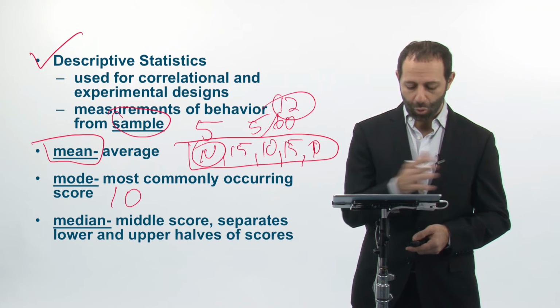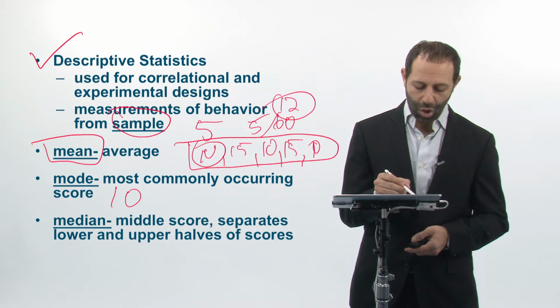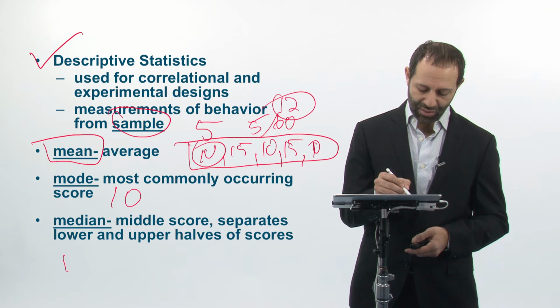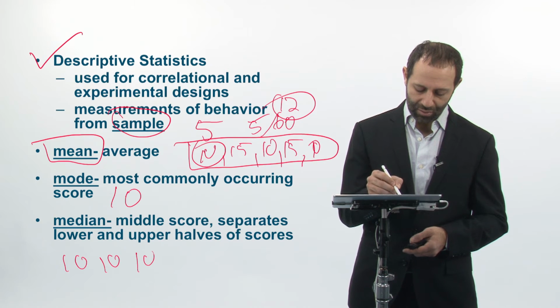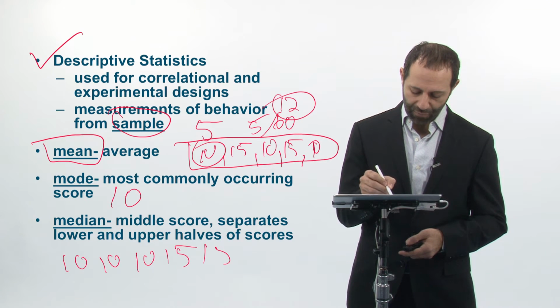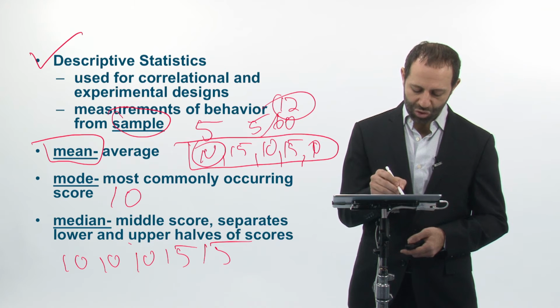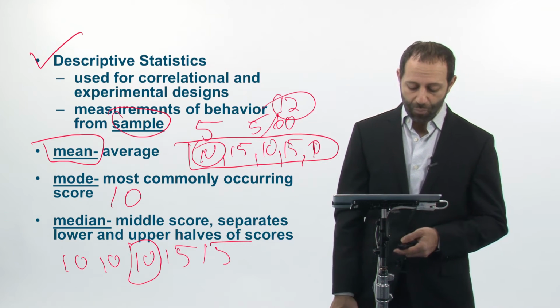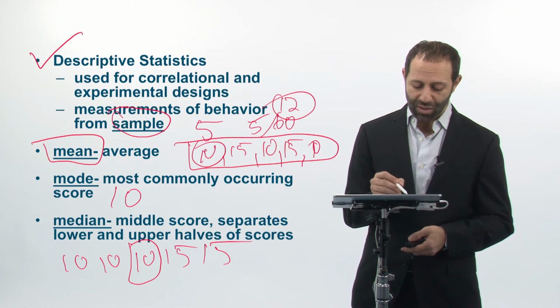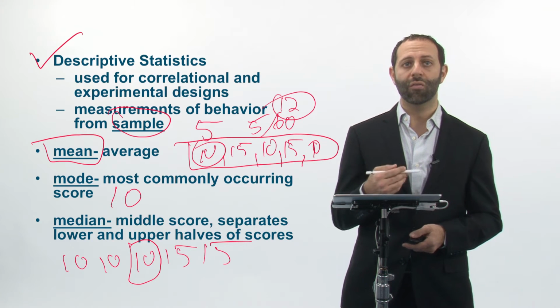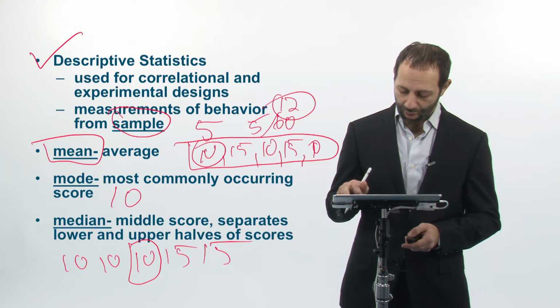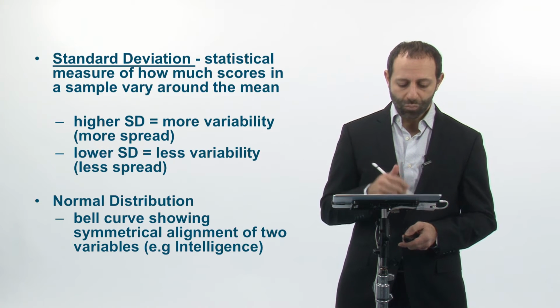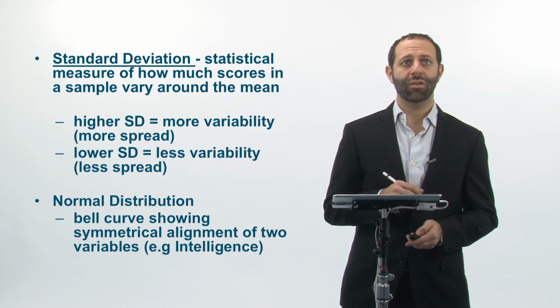As if I line up all of my scores from lowest to highest, so in this case it would be 10, 10, 10, 15, and 15, and the median or middle score in this case is a 10. Okay, so that is the middle score, which divides the lower and upper halves of all of my scores. Okay, let's move on to talk about the standard deviation.